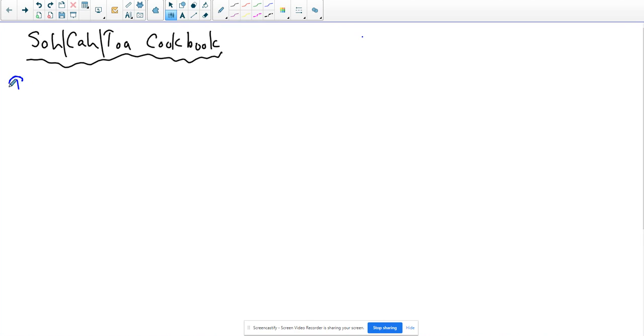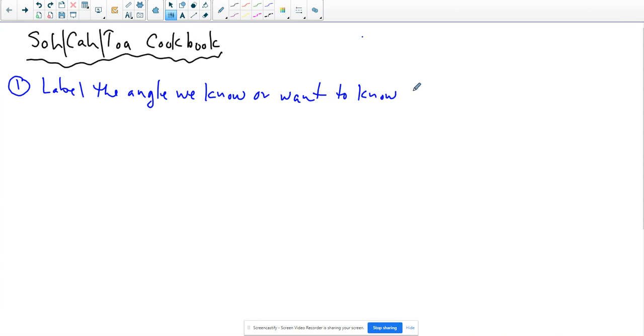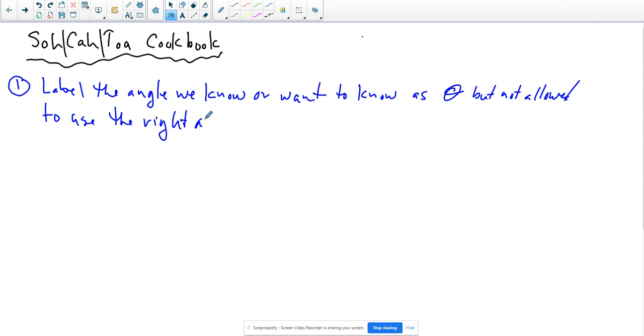So recall that the very first step that we're going to have to do here is we are going to have to label the angle we know or want to know as theta, but not allowed to use the right angle.